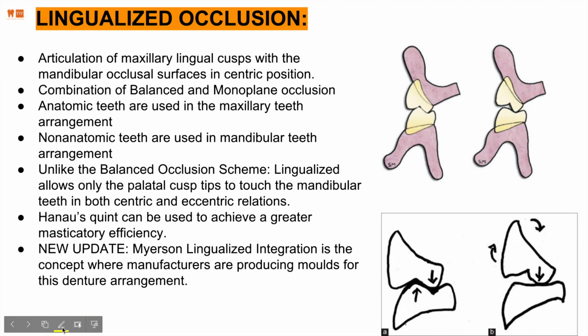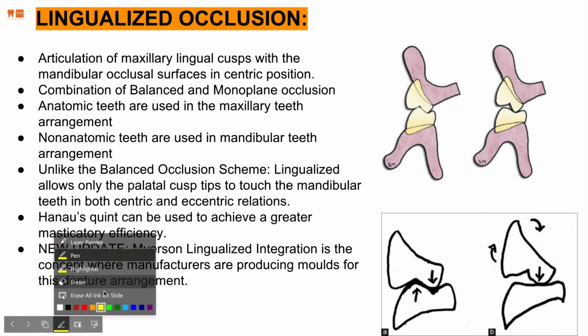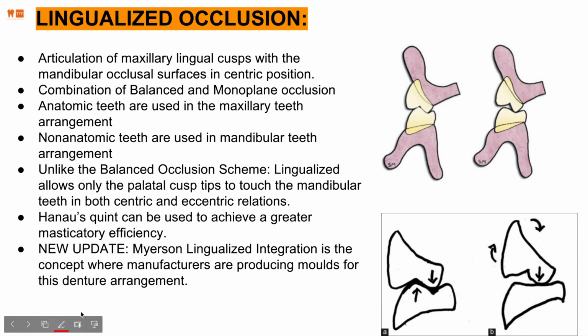Okay, lingualized occlusion, the other one of the two neighboring occlusal schemes of bilateral balanced occlusion. Before we go ahead, see the difference here? The lingual tips of the maxillary cusps touch the mandibular fossas. Lingualized occlusion is the articulation of the maxillary lingual cusp with the mandibular occlusal surface in centric position.